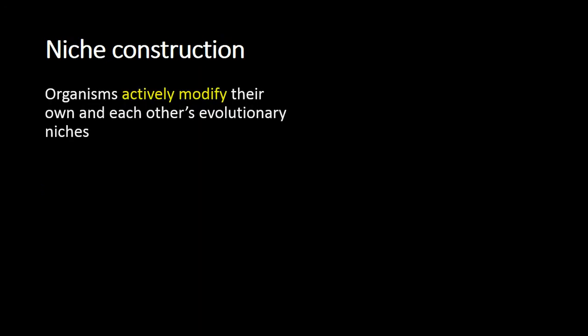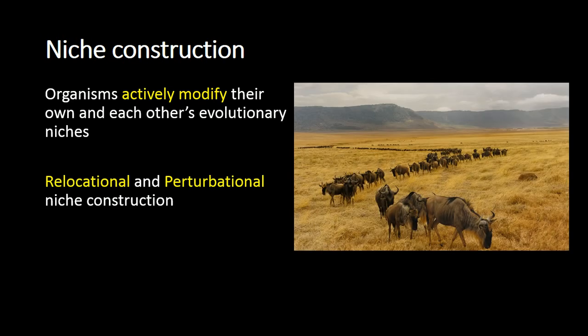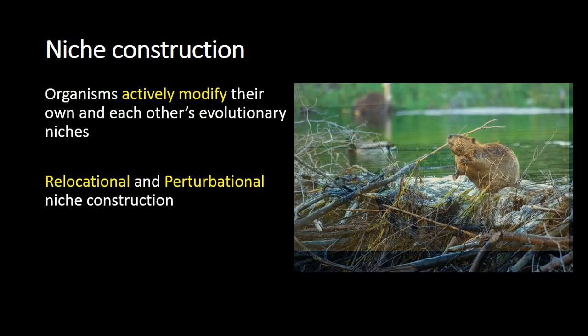What about niche construction? It is the idea that organisms not only adapt to pre-existing conditions, but that they can also actively modify their own and each other's evolutionary niches. This can be relocational, such as wildebeest moving in space to find more ideal conditions, or it can be perturbational, whereby things like beavers change their environment in a much more active way.